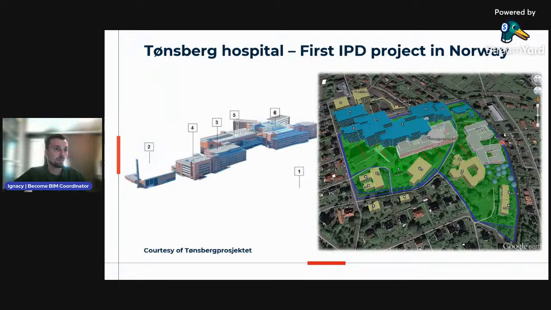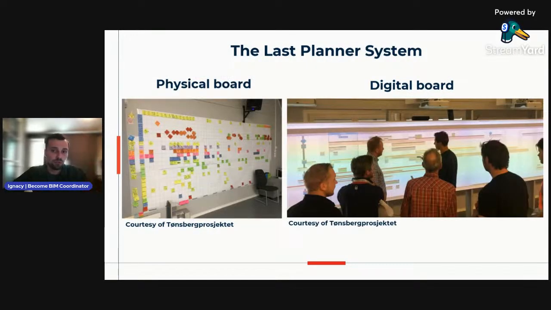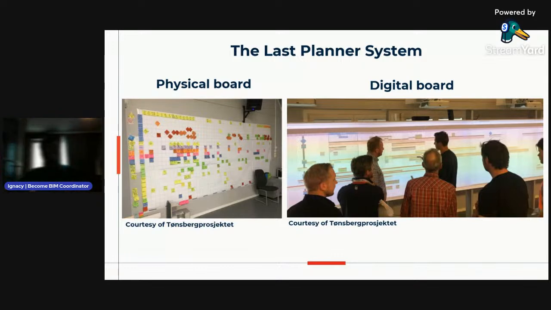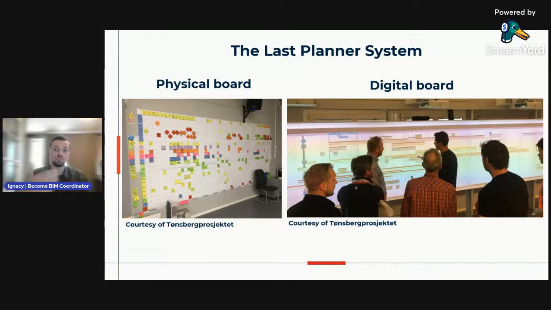So this is the Tonsberg project. We needed to construct two buildings, 45,000 square meters. The cost of the project was estimated at around 300 million US dollars, and the project was completed in 2021. The project used solutions that support planning and collaboration. Firstly, the Last Planner System. The Last Planner System is a lean construction methodology, or tool, that focuses on improving planning and collaboration on construction projects. The system is based on the principle of pull planning, which means that work is only pulled into the system when it's needed, as opposed to push planning.